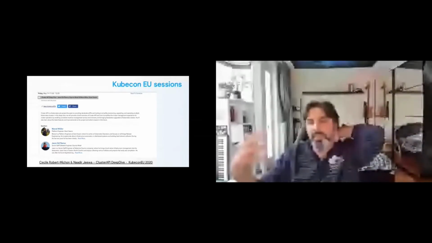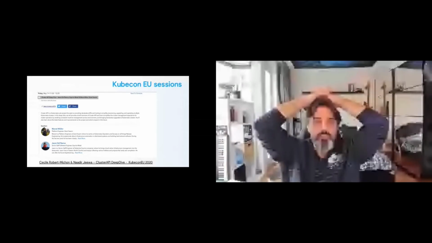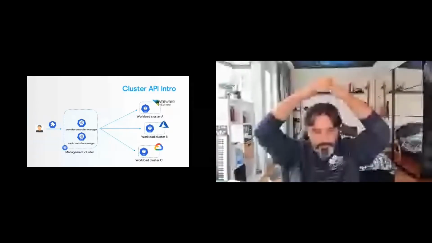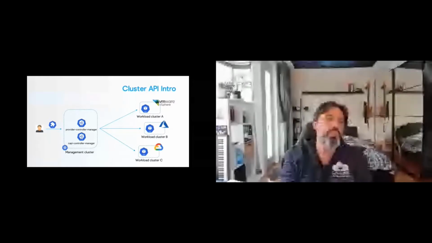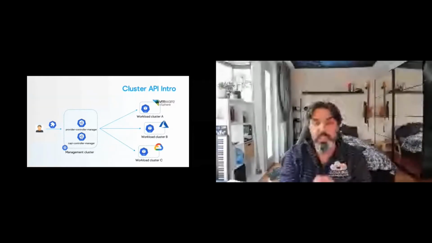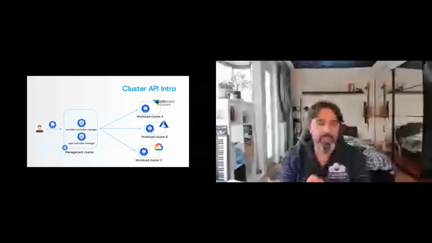So what is the Cluster API, right? At the core is a way to manage clusters in a declarative way, with native Kubernetes objects. So there's an object describing the managed control plane, an object describing all the machine pools, all the machines that form a cluster, and so on and so forth.